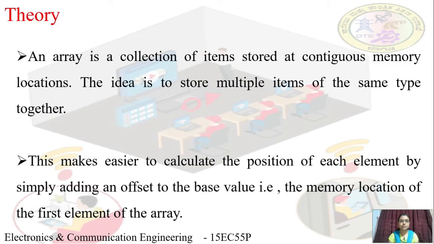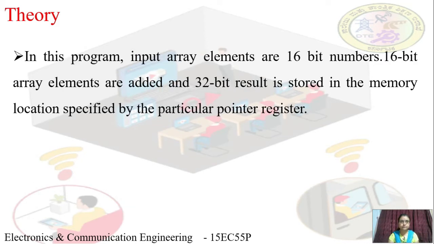Let us see the theory related to this program. An array is a collection of items stored at contiguous memory locations. The idea is to store multiple items of the same type together. So an array is nothing but a group of elements of the same type. This makes it easier to calculate the position of each element by simply adding an offset to the base value, that is, the memory location of the first element of the array.